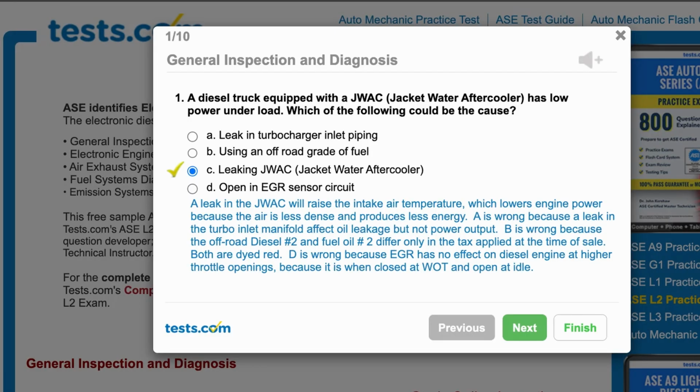C. Leaking JWAC, jacket water aftercooler. A leak in the JWAC will raise the intake air temperature, which lowers engine power because the air is less dense and produces less energy. A is wrong because a leak in the turbo inlet manifold affects oil leakage but not power output. B is wrong because the off-road diesel number 2 and fuel oil number 2 differ only in the tax applied at the time of sale. Both are dyed red. D is wrong because EGR has no effect on a diesel engine at higher throttle openings because it is closed at WOT and open at idle.